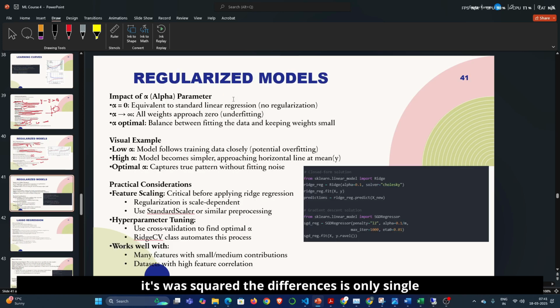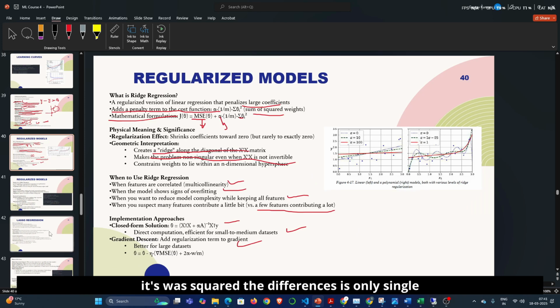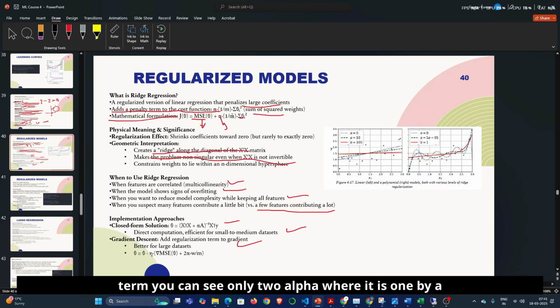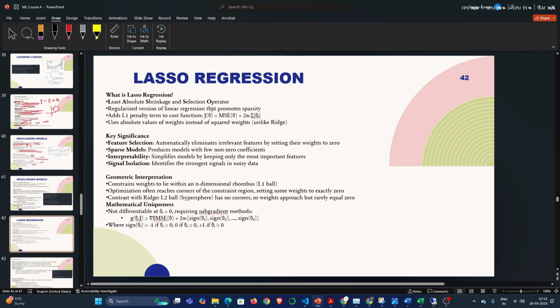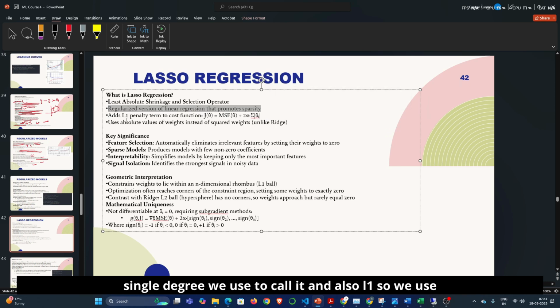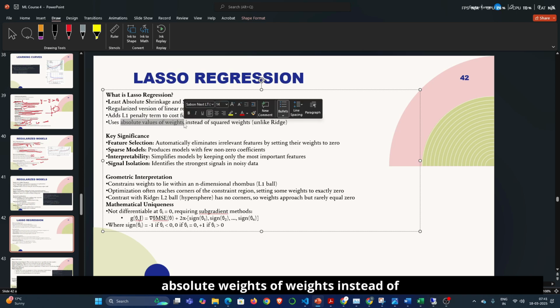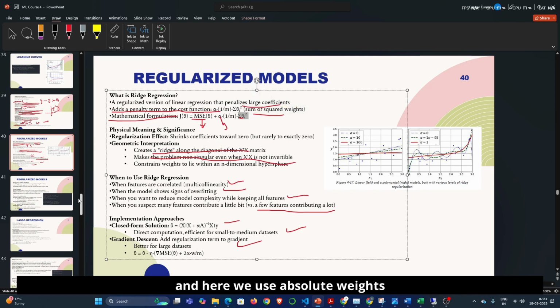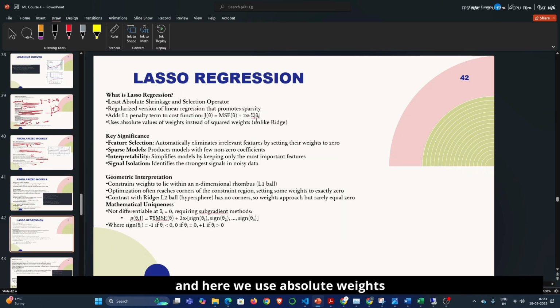Lasso is like Ridge with squared weights. The difference is only a single term. You can see only alpha times the sum, where Ridge has 1/2 theta square. It is also called L1. So we use absolute values of weights instead of squared weights. This is squared weights, theta square, and here we use absolute weights, theta.